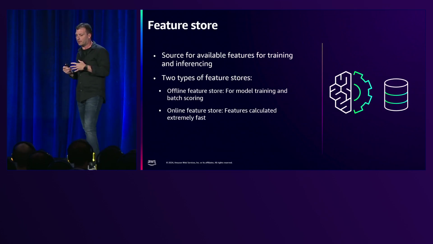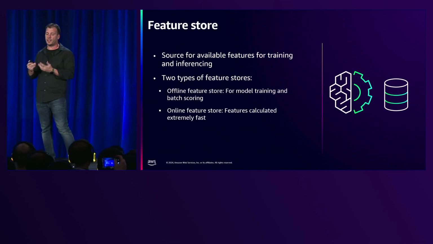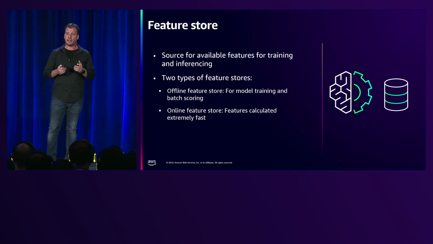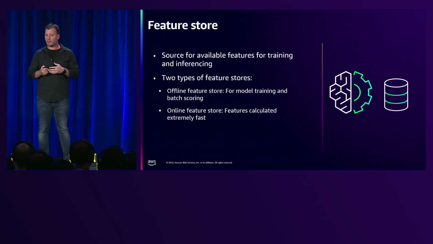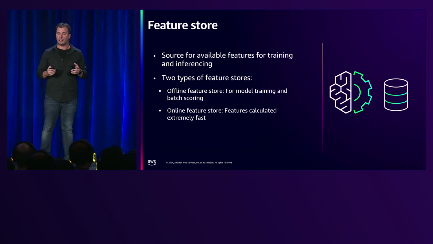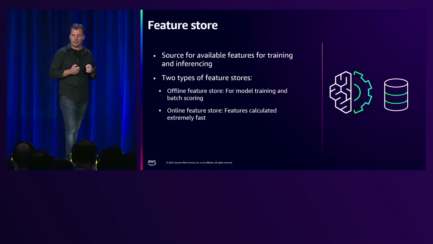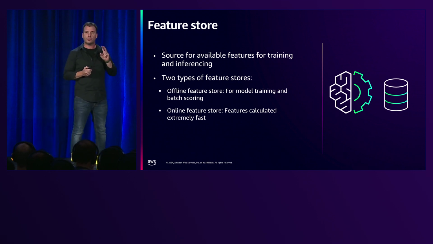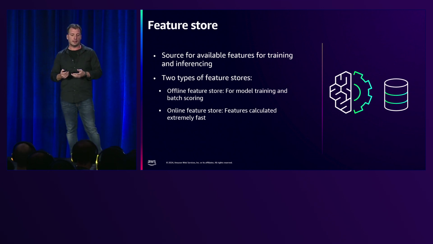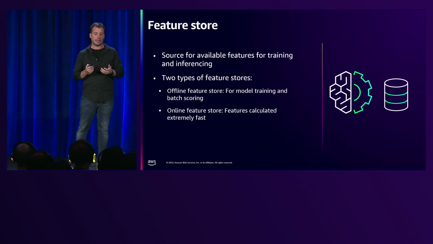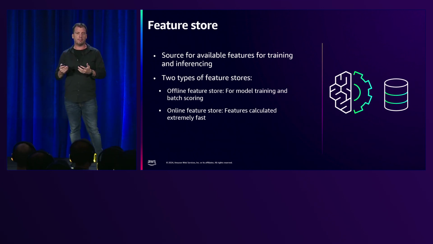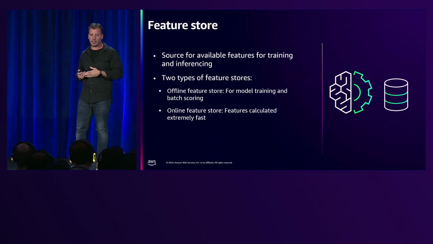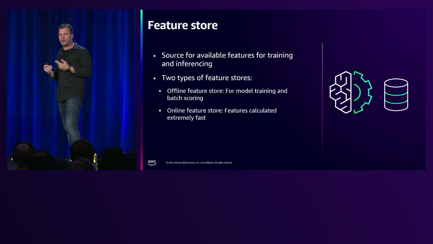For that, you need to understand what a feature store is. A feature store is one of the most important pieces of the machine learning infrastructure. It provides a single source of available features for training and inferencing use cases. We have two types of feature store. The first one is offline, for training, model, and batch scoring. And the second one is for extremely fast feature calculation.